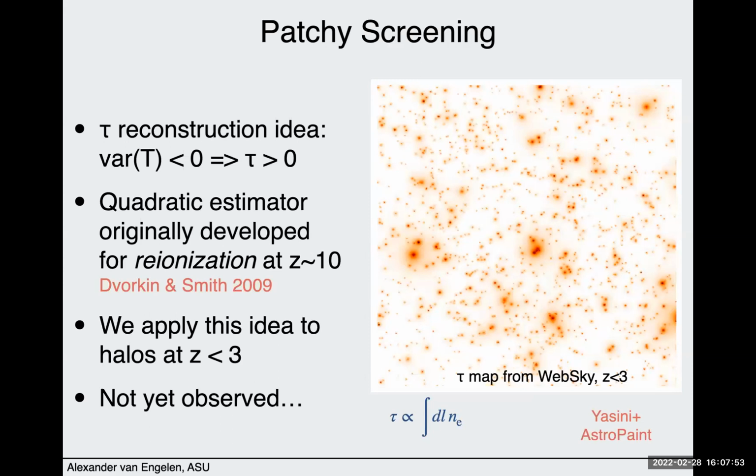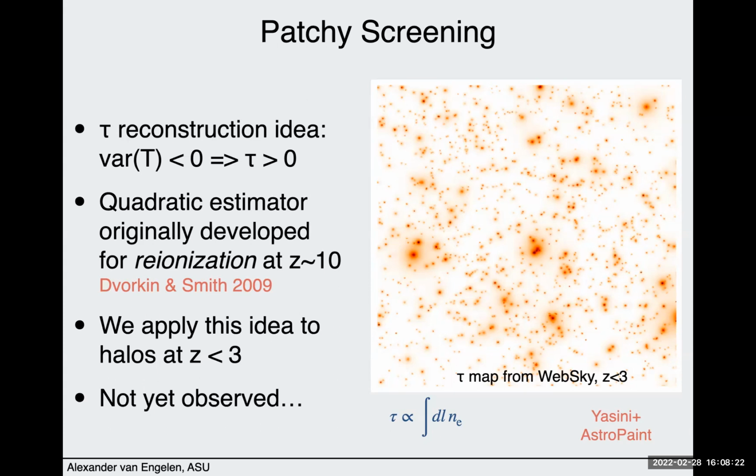But nevertheless, we thought about whether this could be measured with a future CMB dataset like CMB-S4. So here's a map of this optical depth. Every cluster on here is a blob, and this has nothing to do with the thermal motions of the electrons in the cluster. This is just a projection of the electron density. The nice thing about this is it doesn't depend at all on the thermodynamic state of these electrons.